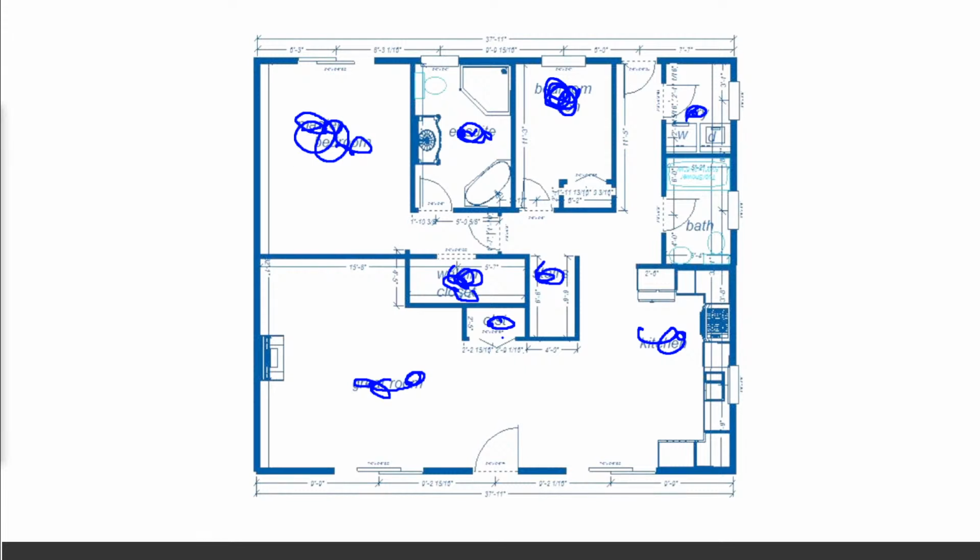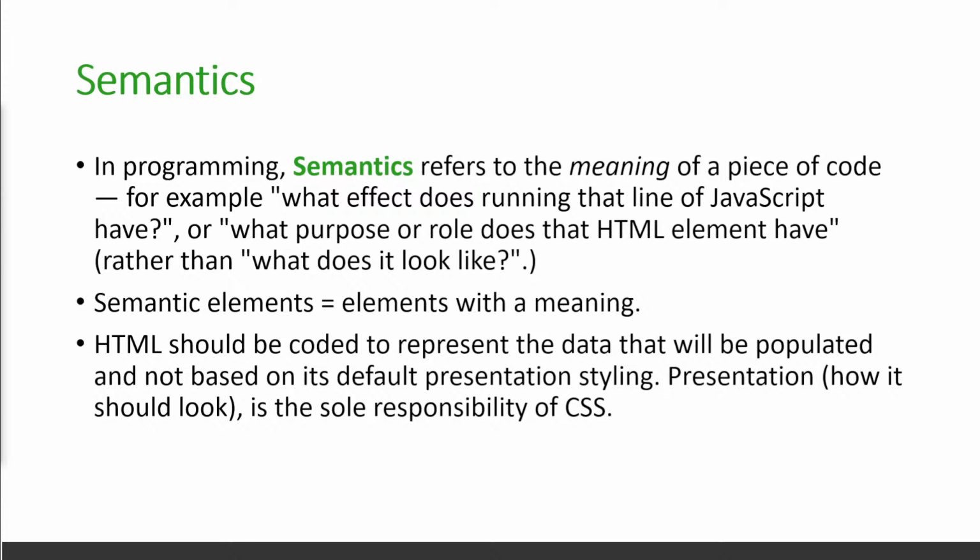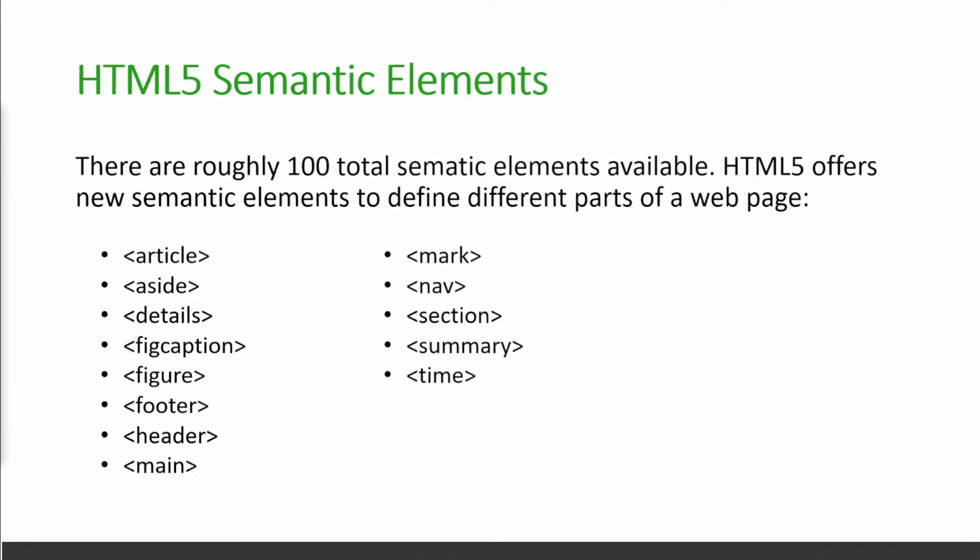And so that's why we want to make sure that we use semantics and semantic elements as we're building. Right, because semantic elements have meaning. So instead of divs, we'll use things like article, section, footer, header, main.